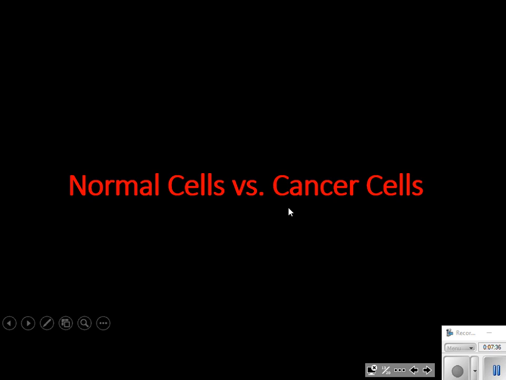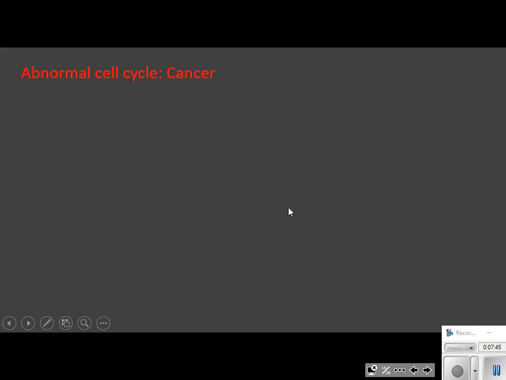Now let's talk about normal cells versus cancer cells. A normal cell versus a cancer cell. That's kind of tough to read, but it says abnormal cell cycle. It's in your notes there, right? You'll have to write that down. Abnormal cell cycle is what we call cancer. Cancer is the uncontrolled growth and division of cells.